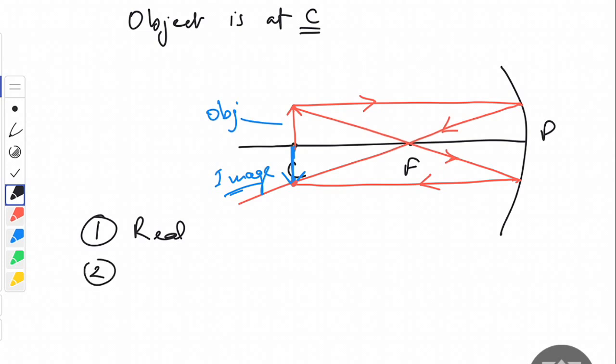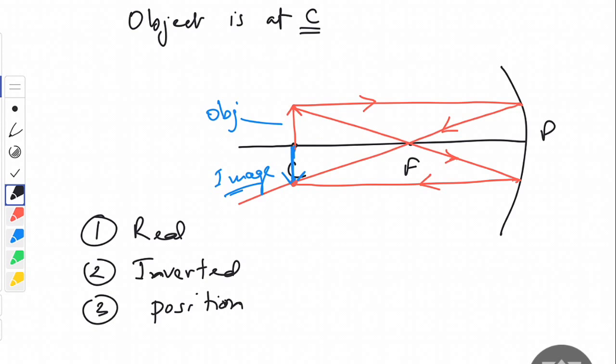Second, is it erect or inverted? Very simple. The object arrow is upward, and this is a downward arrow, so we can say that it is inverted. Third, what is the position? Where is the image formed? Image and object both are formed at the center of curvature, so image at C.